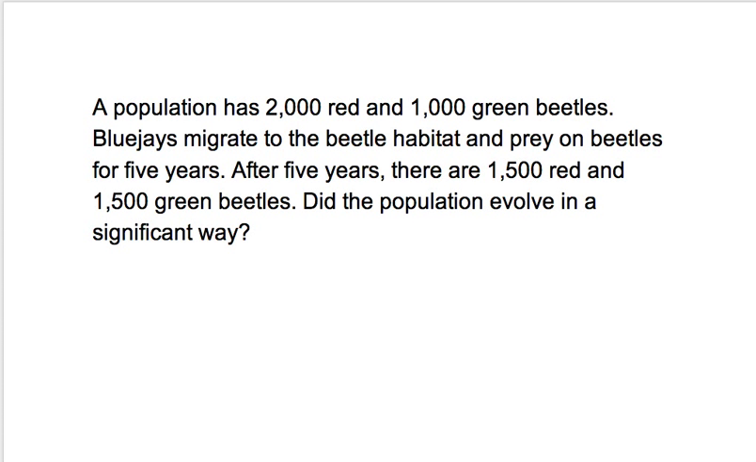Chi-square evolution problem. And so we look at this problem. Our population has 2,000 red and 1,000 green beetles. Blue jays migrate to the beetle habitat and prey on beetles for 5 years. After 5 years, we are left with 1,500 red beetles and 1,500 green beetles. Did the population evolve in a significant way?